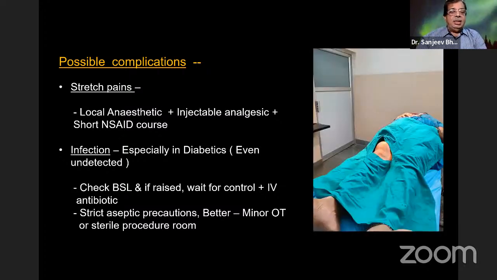Second important thing is infection, especially in diabetics. And as I have noticed in frozen shoulder or the adhesive capsulitis, many patients don't know that they are diabetic. But once you do their blood sugar levels, you find that they are diabetics. And in these situations, if their blood sugar level is high, you wait for the control of diabetes. And if it is, say, somewhat higher up, then you can use an IV antibiotic and give the injection. Also, for all injections, strict aseptic precautions are essential, and always it is better to give in a minor operation theater or a sterile procedure room and not in your OPD setup itself.